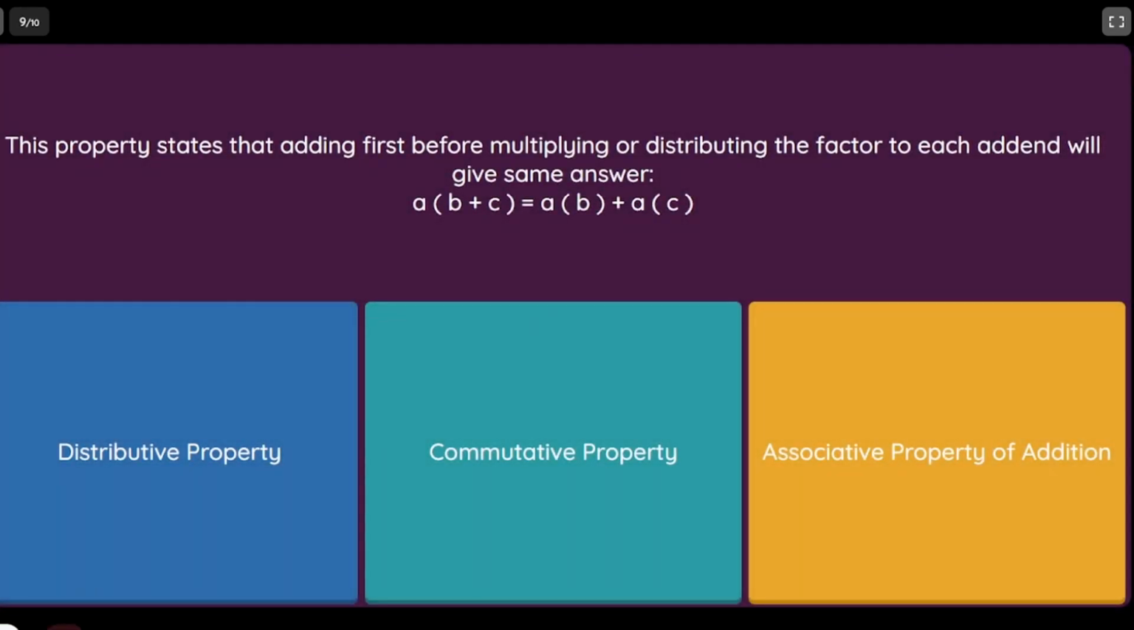Question number 9. This property states that adding first before multiplying or distributing the factor to each addend will give the same answer. So we have a product and a sum is the same as saying the sum of their products, and that is the distributive property.